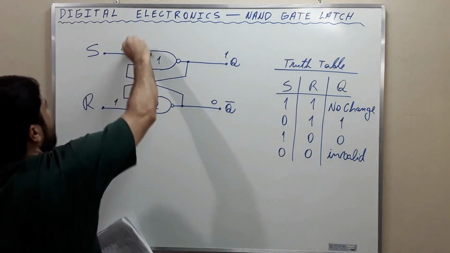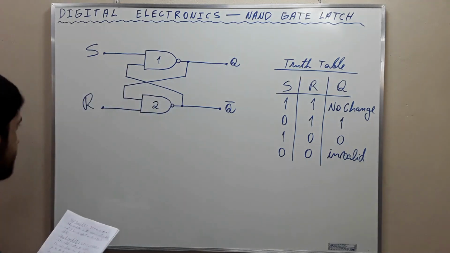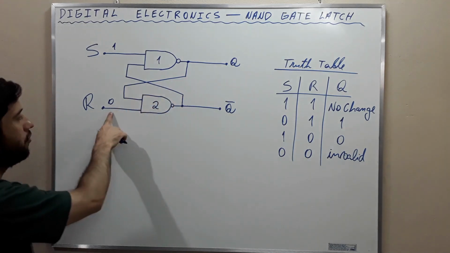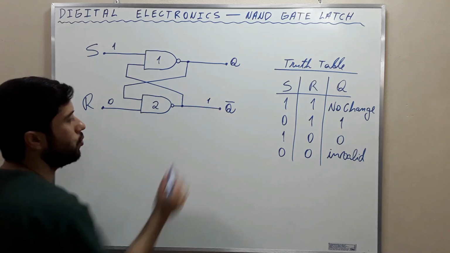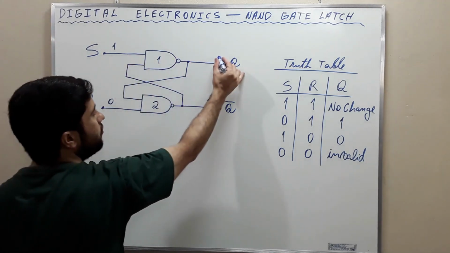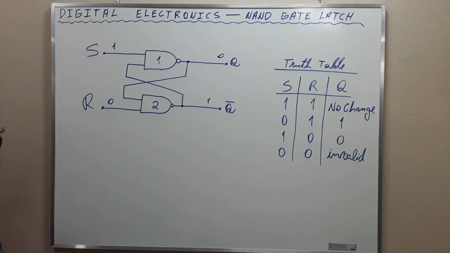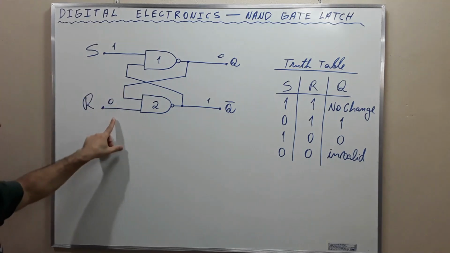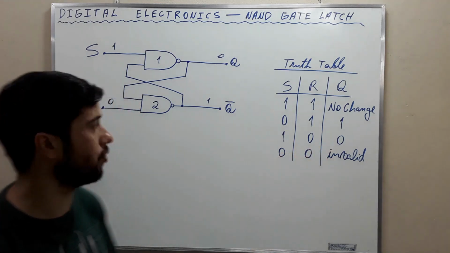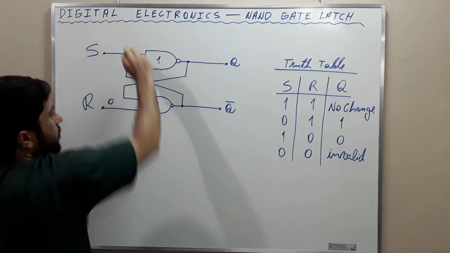The other possibility is when set is 1 and reset is 0. Regardless of this value here, a 0 at a NAND gate will prevail and produce a 1 at the output. This 1 will flow here, and 1 and 1 as inputs to a NAND gate will produce a 0 here. This 0 will come here and produce a 1 again. Then this is the situation, okay? Whenever the set input is 1 and the reset input is 0, the output Q will be 0.